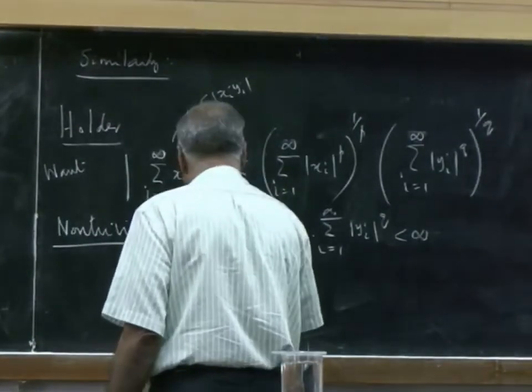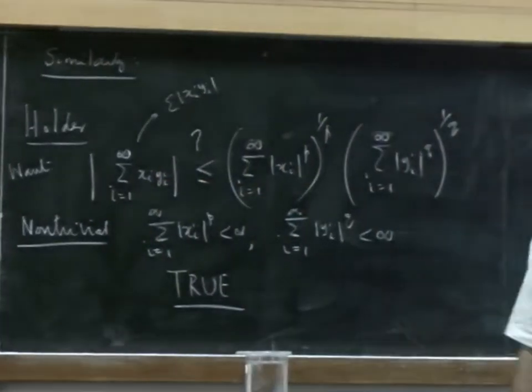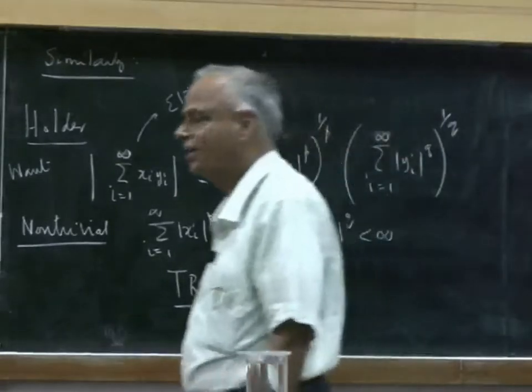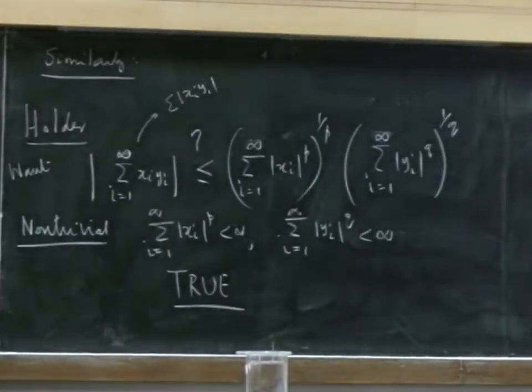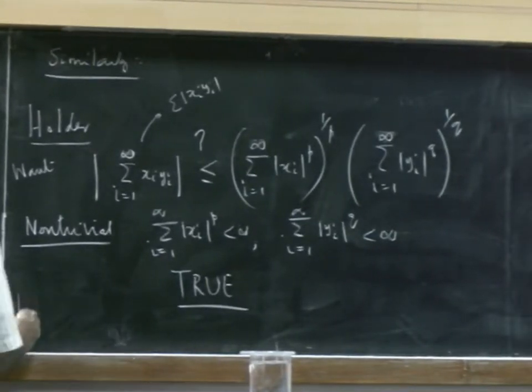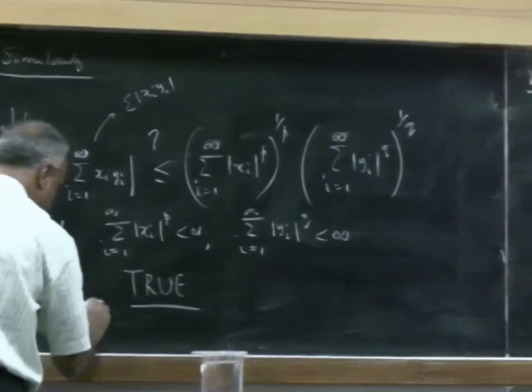It is true, and we will quickly see it next time, and that is called the Holder's inequality for the infinite case. And in the special case p equal to q equal to 2, we get the Cauchy-Schwarz inequality. Okay. So, that is the standard length, the square root of summation |xi|^2, i equal to 1 to n. So, p equal to q equal to 2 will give us the Cauchy-Schwarz.